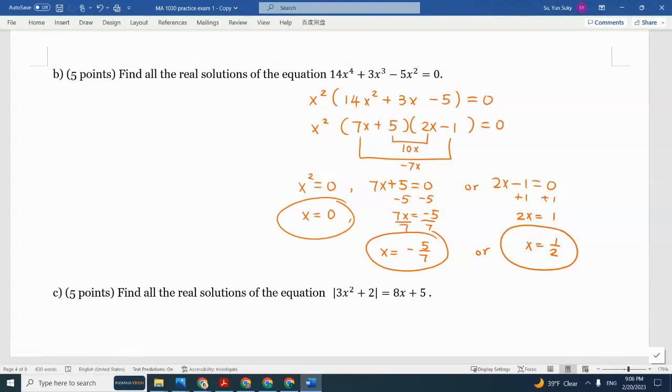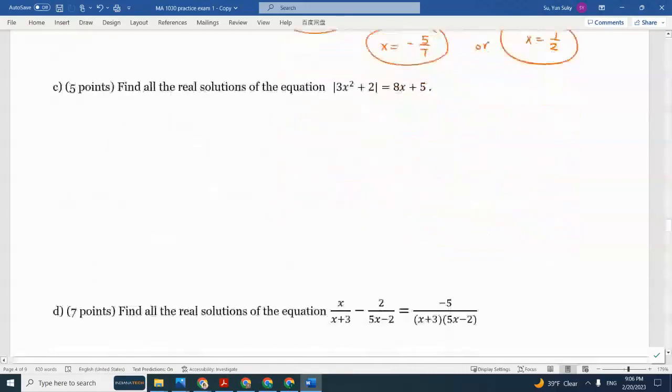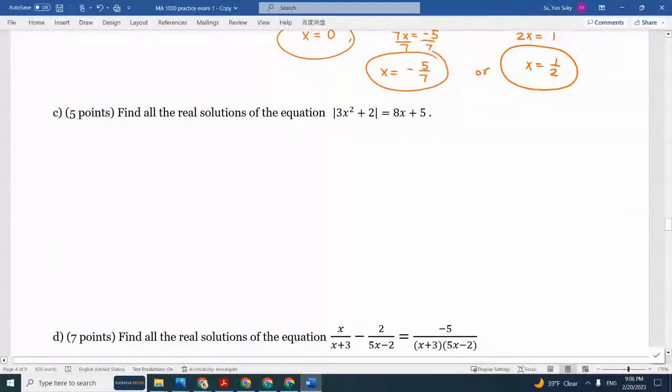So far, so good. If you can understand part B, could you type B in the chat? Thank you. Okay, great. Keep going. Absolute value.